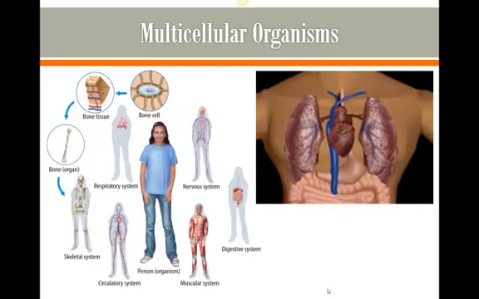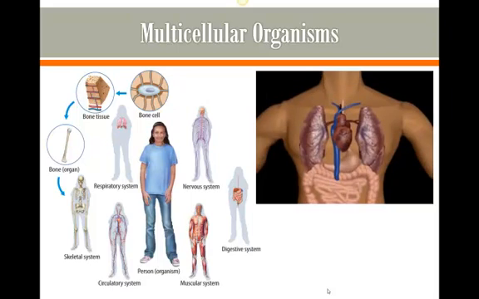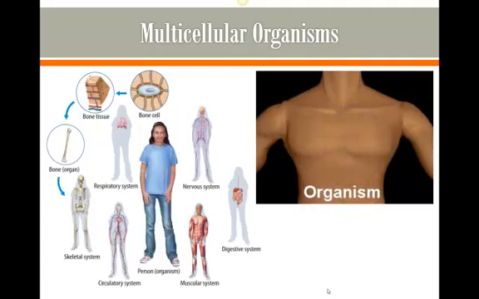Different organs make up organ systems. Your heart and blood vessels make up your cardiovascular system. The last level of organization is the organism. Your body is made up of many organ systems, including your cardiovascular system and your digestive system.